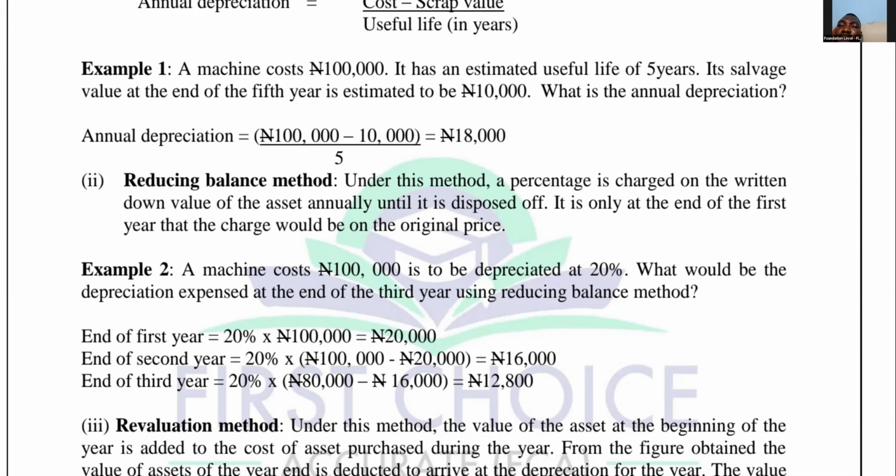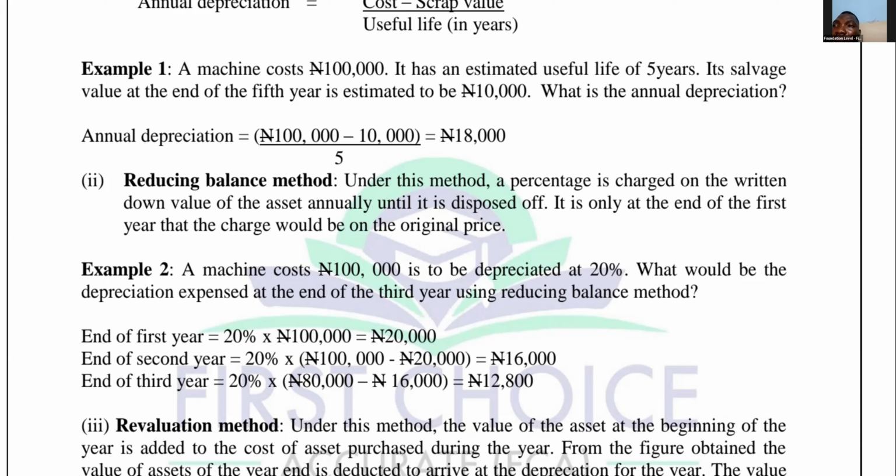Example 2 says a machine costing 100,000 is to be depreciated at 20%. What will be the depreciation expense at the end of the 3rd year using the reducing balance method? Now, they ask us to calculate for the 3rd year. The first cost is 100,000. This is the first time we want to calculate depreciation on it, so we do 20% on 100,000. That gives us 20,000. So our depreciation cost for the first year is 20,000.